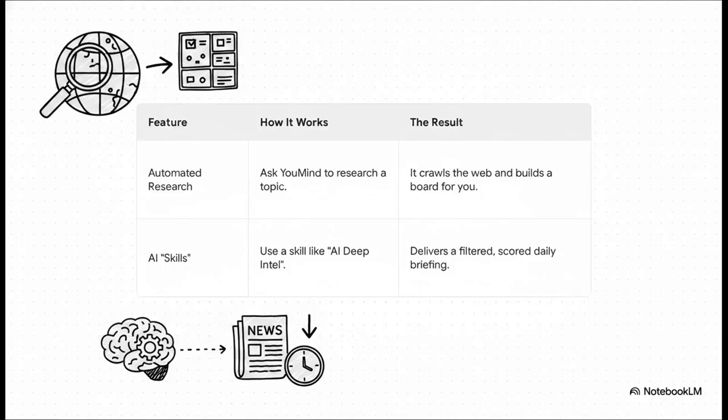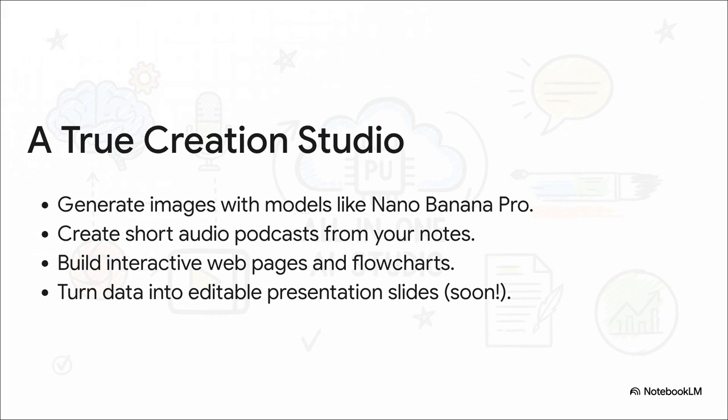What if you don't even have time to find your own sources? No problem. You can just ask YouMind to research a topic for you, and it'll actually crawl the web and build an entire populated research board for you automatically. It also has these things called skills, which are like pre-built AI assistants. For instance, the AI Deep Intel skill can scan over 50 news sites and deliver a perfectly filtered daily briefing right to you.